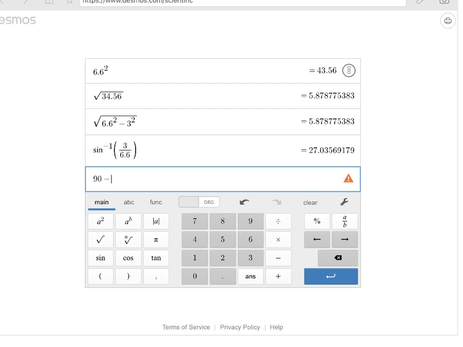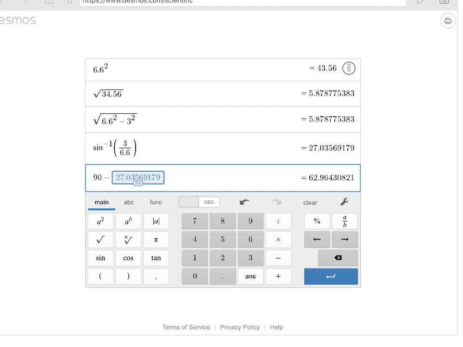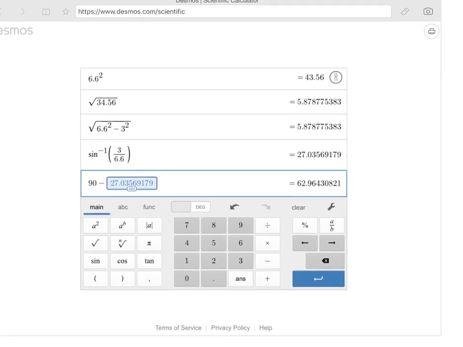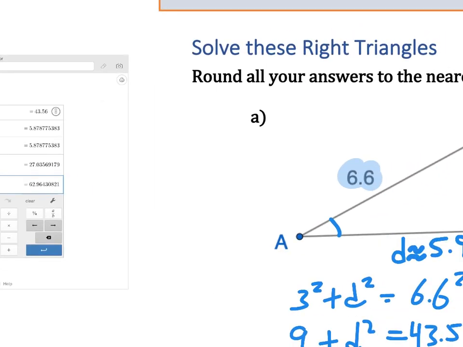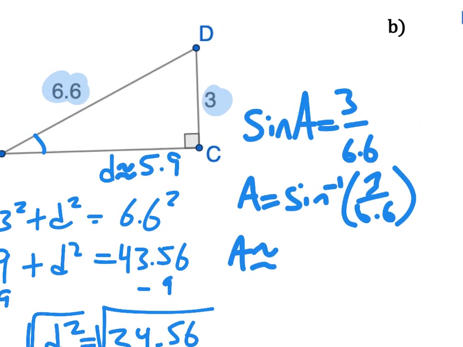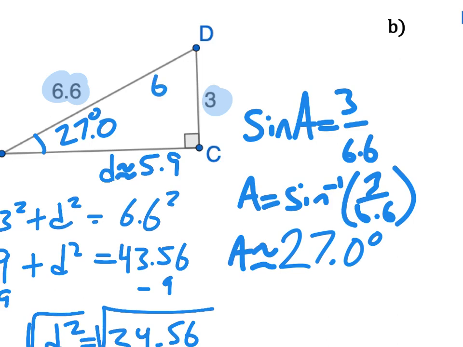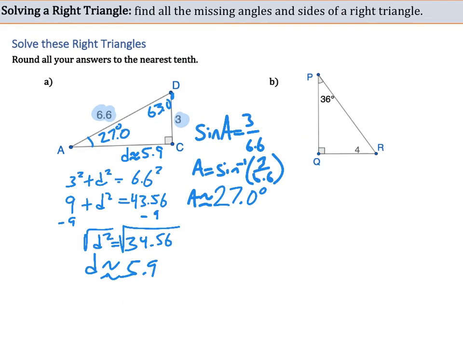So we're going to subtract that guy, and we'll get 62.96, or 63 degrees. So we got a 27.0 and a 63 degree. This comes out to be 27.0 when we round. And since that's 27 degrees, this guy's going to be, subtract that from 90, 63 degrees. All right? And we have solved the triangle.